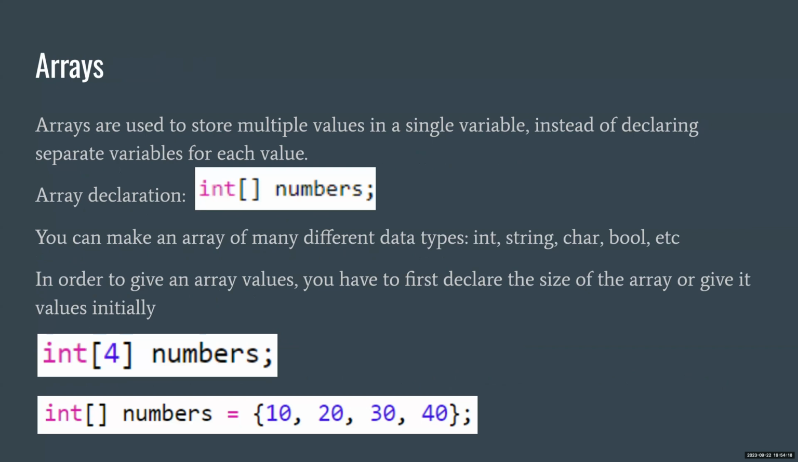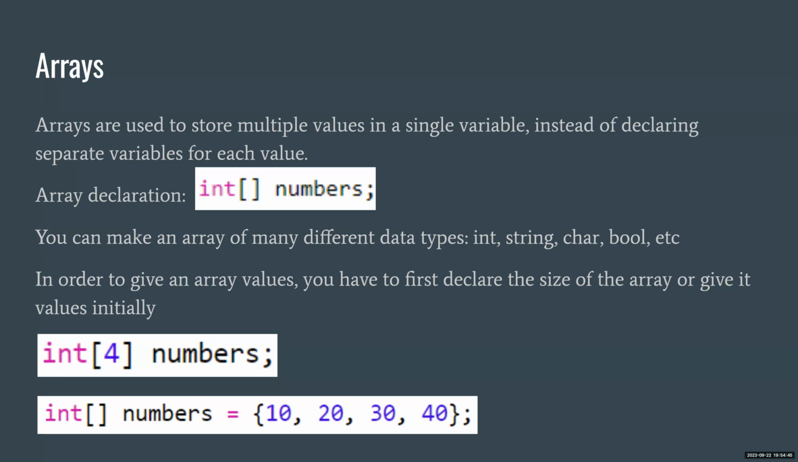So for Java, the array declaration is done by first declaring your data type and then two brackets and then the name of your array. And then obviously you can give the array any, well, not any data type, but probably most data types would be fine. All the basic ones like int, string, char, bool, float, or whatever would all work for arrays.